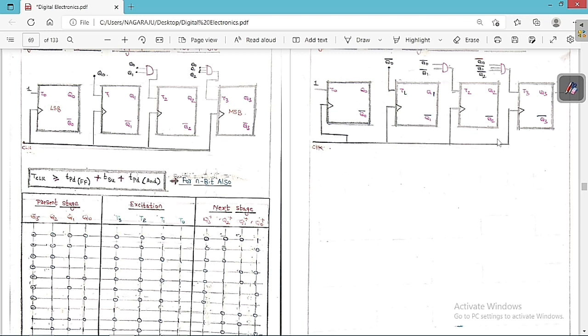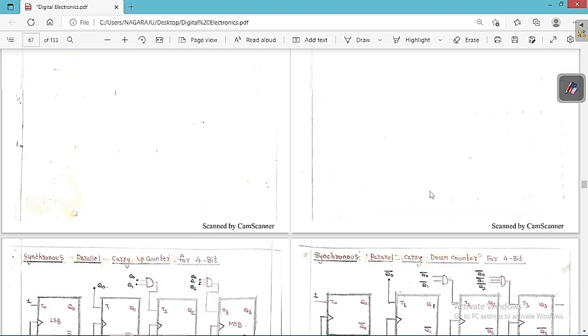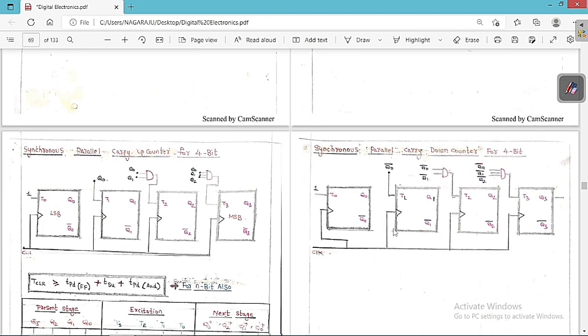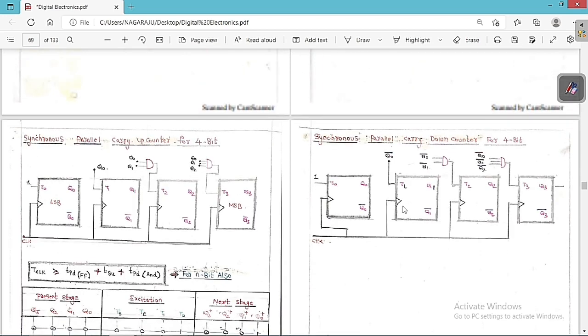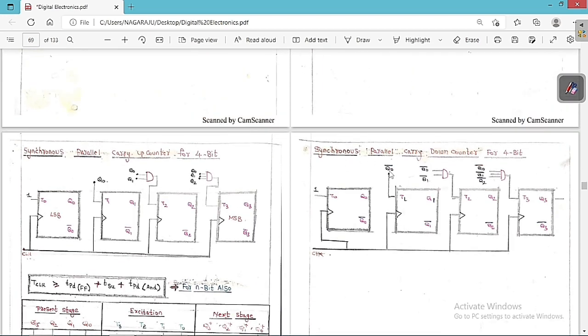All these are power stage triggering. So all are going to get triggered at the same instant. And we are going to get T1 is equal to Q1 bar, and T2 is equal to Q1 bar Q0 bar, and T3 is equal to Q2 bar Q1 bar Q0 bar. So this is the expression that we are going to get. If you keep the circuit like this, the circuit is going to act like a down counter. So this is called synchronous parallel carry down counter for 4 bit.